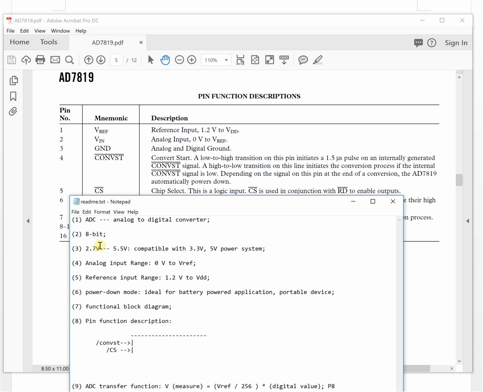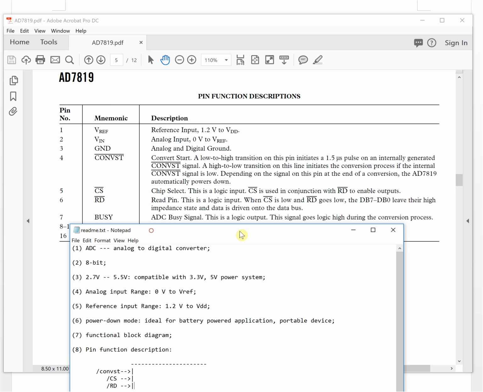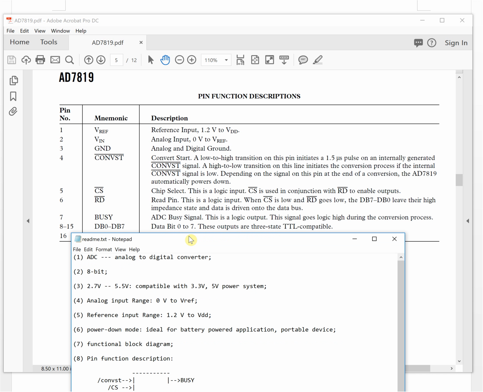Next, this is the read pin. This is also a logical input, so we get another pin, read. Next, busy. This is a logical output, so we get it here. This is a state bit. These outputs are 3-state and TTL compatible. Let's make it like this.